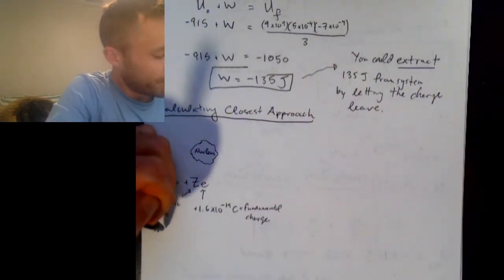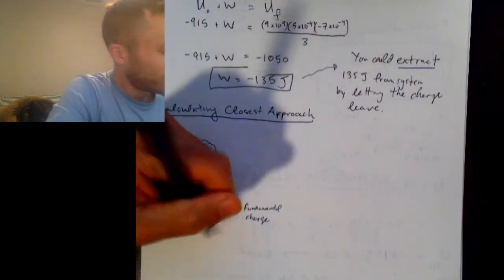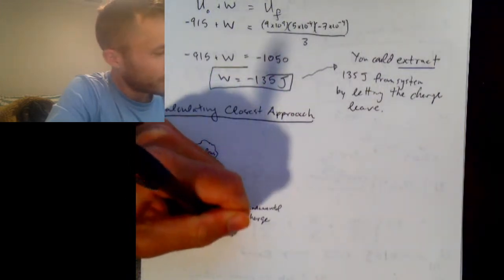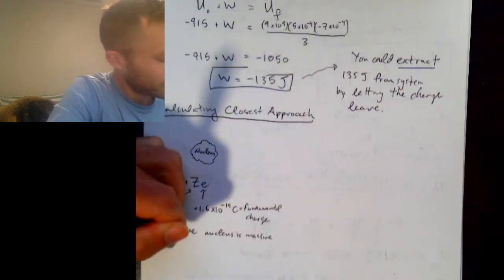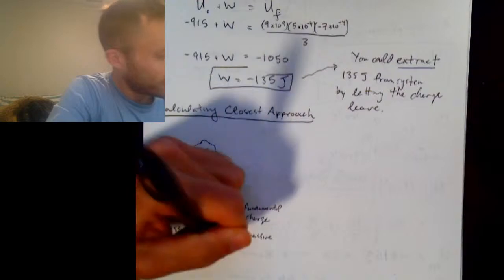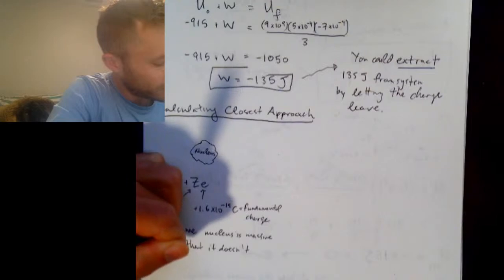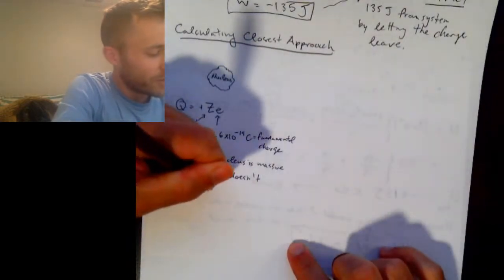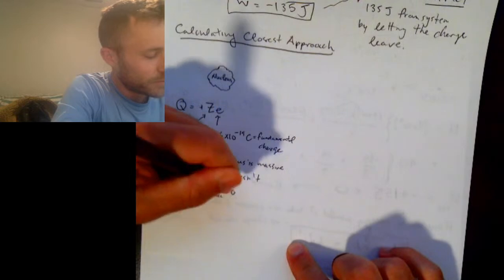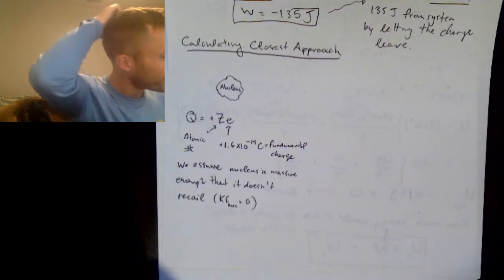We assume the nucleus is massive enough that it doesn't recoil. Basically, that means the kinetic energy of the nucleus is zero, or really close to zero, because the nucleus is so heavy that it just stays in place.